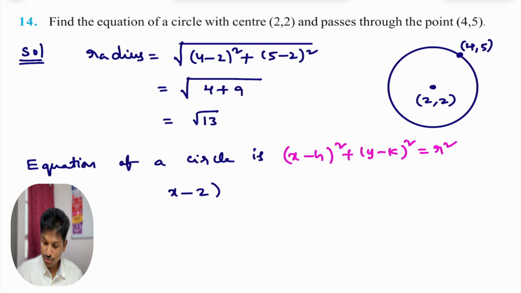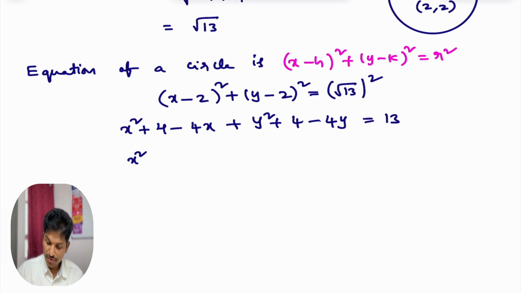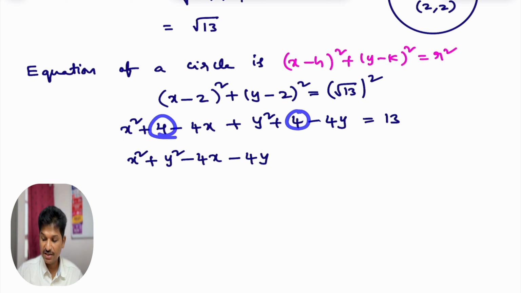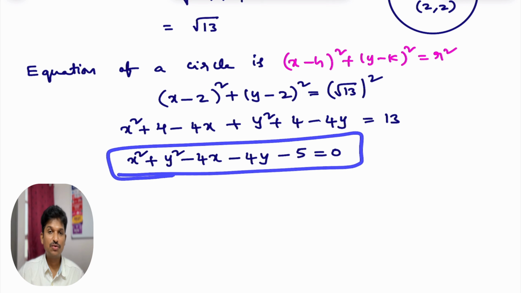x minus h is x minus 2, whole square, plus y minus k is also y minus 2, whole square, equal to r squared. r is root 13, so root 13 whole square. Expand this, what will you get? x squared plus 4 minus 4x plus y squared plus 4 minus 4y equals root 13 whole square, which is 13. Now simplify: x squared plus y squared minus 4x minus 4y. You see here, 4 plus 4 is 8, 8 minus 13 is minus 5, equal to 0. This is the required equation of the circle.